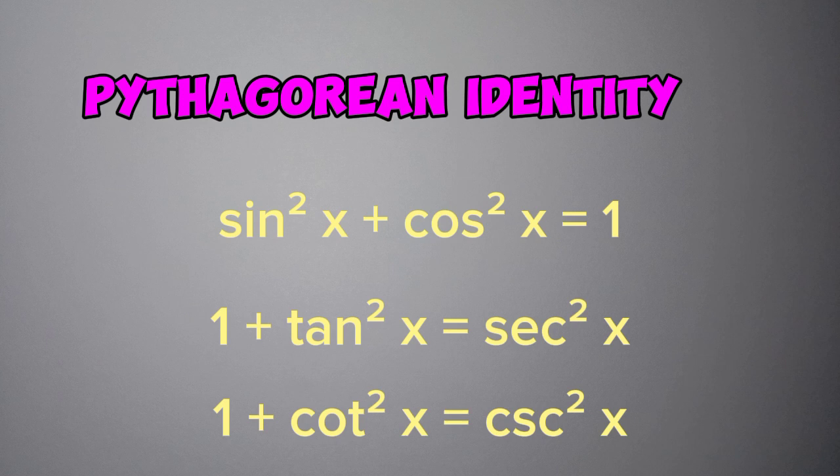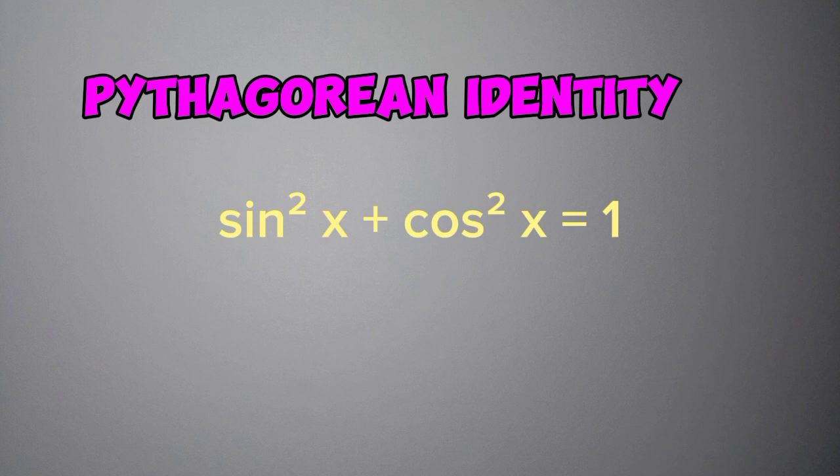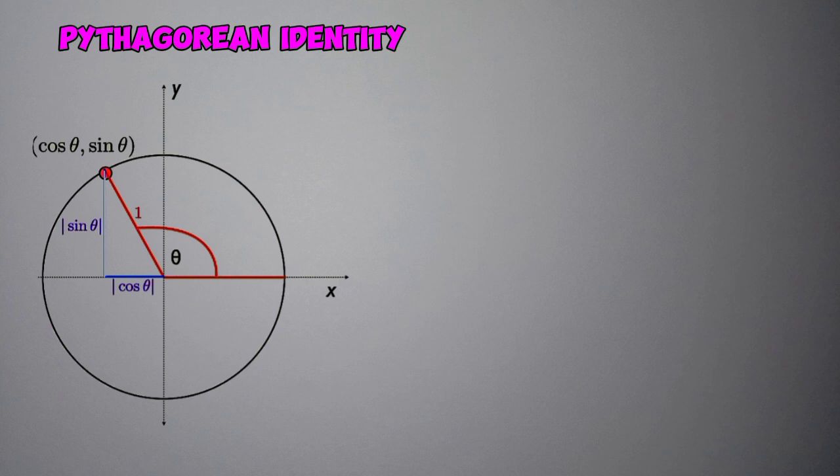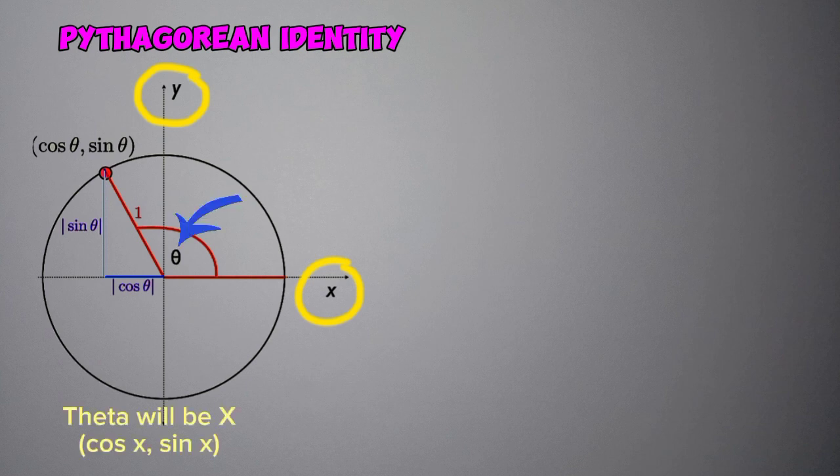The first Pythagorean identity that we are going to derive is sine squared x plus cosine squared x is equal to 1. Let's start deriving our first Pythagorean identity using a unit circle, in which we have here a y-axis and x-axis. We also have here an angle, and we can call it angle x, or it could also be angle theta. We also have a point in our angle, the point cosine x and sine x.